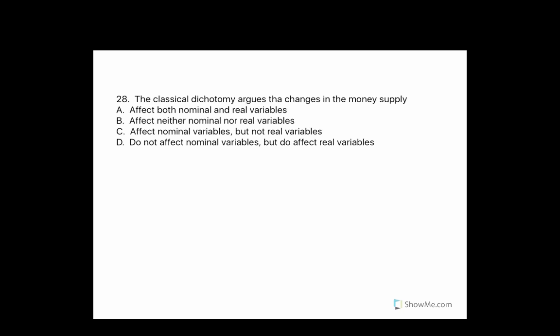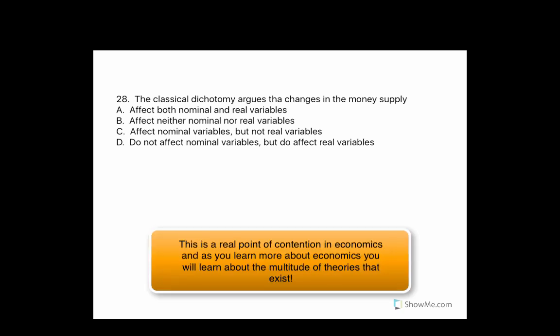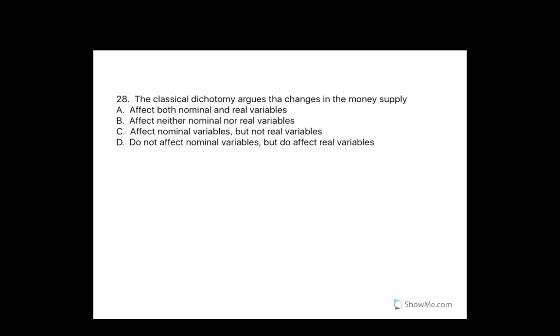Okay, the classical dichotomy argues that changes in money supply affect both nominal and real variables, sorry. So the classical dichotomy basically says that changes in money supply eventually, at least in the long run, in the theories, won't affect real variables, right? So if you double the amount of money in the economy, then eventually prices are just going to double and wages will double and everything will adjust, so that the real value of things hasn't changed, just the nominal value, like what the actual price says. So that's C.